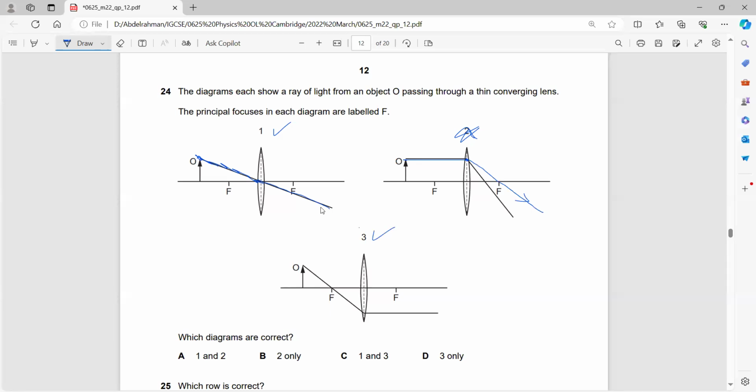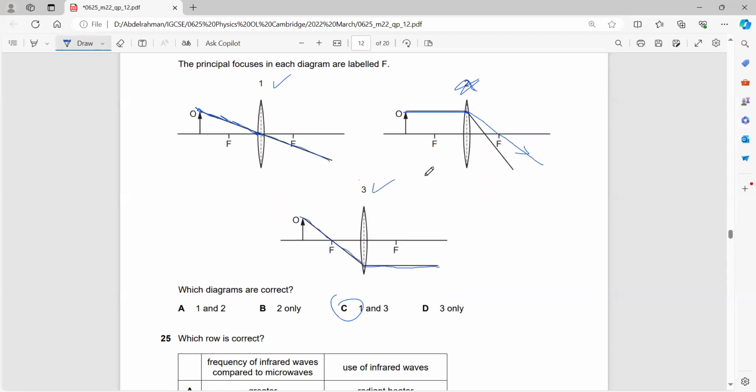Three is right. Why? Because initially it was moving through the principal focus and then it moves in a parallel manner. So one and three are correct. It has to be C.